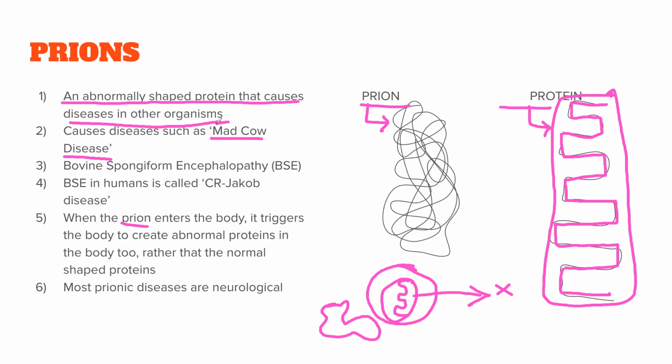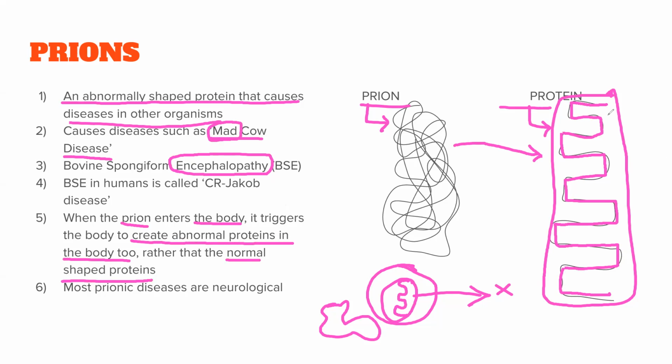But here, what does MAD denote? Something related to the brain, something to do with neurology. And encephalopathy is also something that relates to brains. So what happens here is that this prion enters the cow's body. It triggers the body to create abnormal proteins rather than the normal shaped proteins.